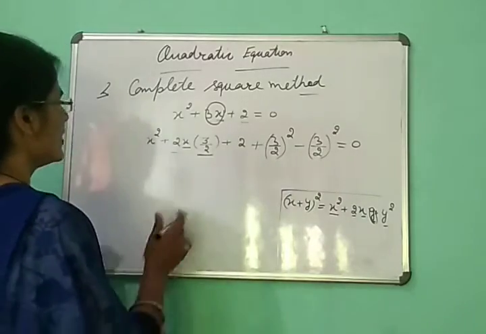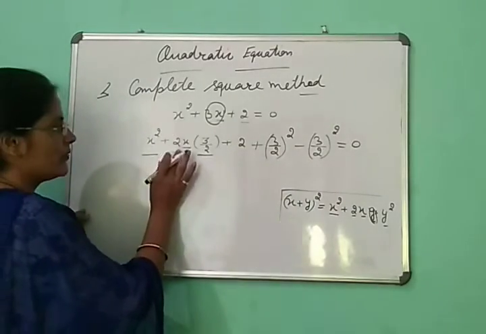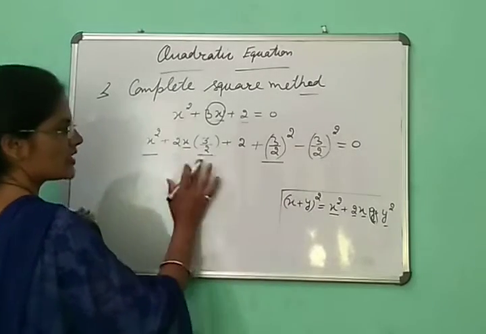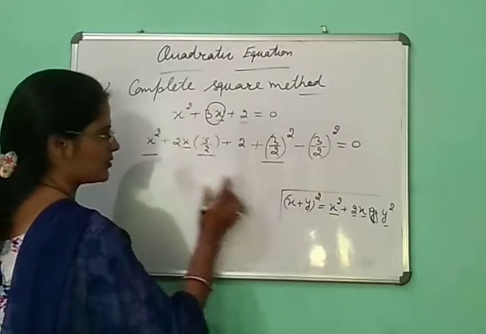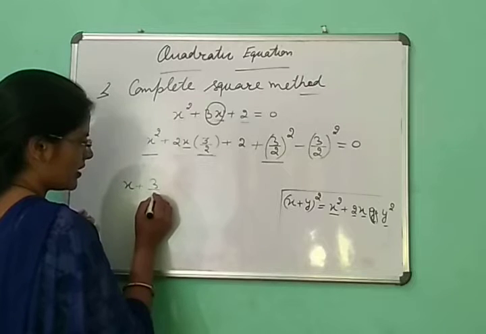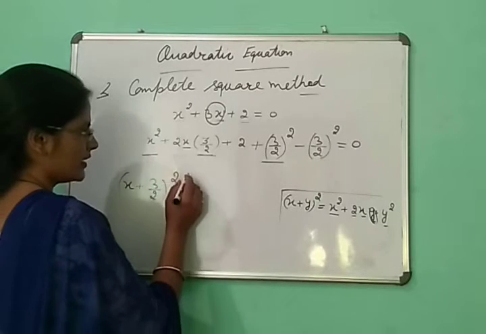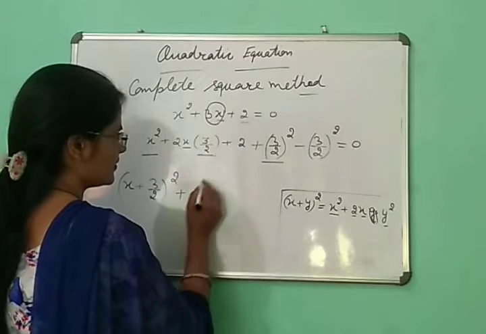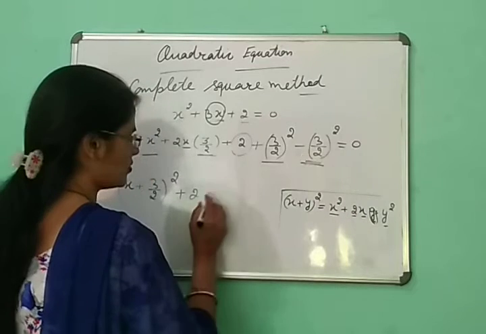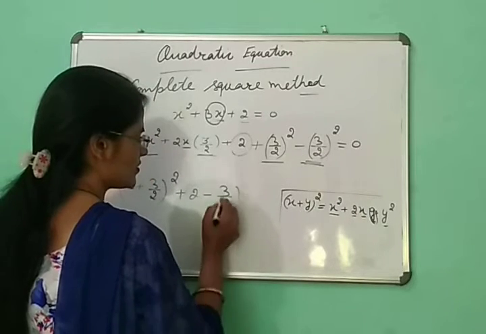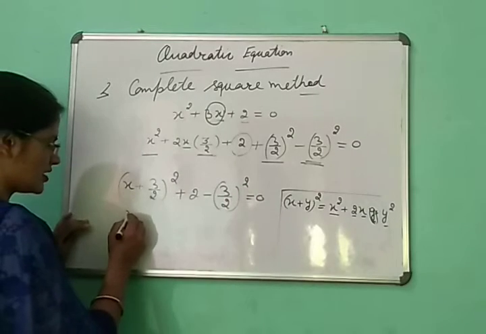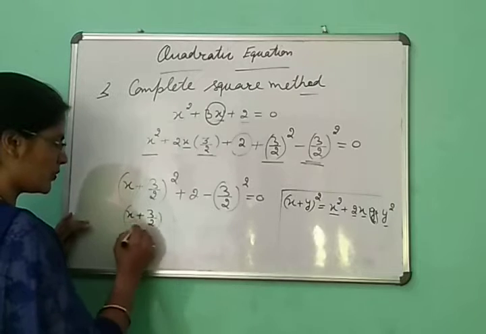Understand? So now we know that this is our first term x square, this is our 2xy, and this is our y square. These three terms make the formula for x plus y whole square. The value of x is x and the value of y is 3 by 2, plus 3 by 2 whole square. Now the extra terms we write here: our left term is plus 2 and this one is minus 3 by 2 whole square, equal to 0. So we get the complete square, x plus 3 by 2 whole square.